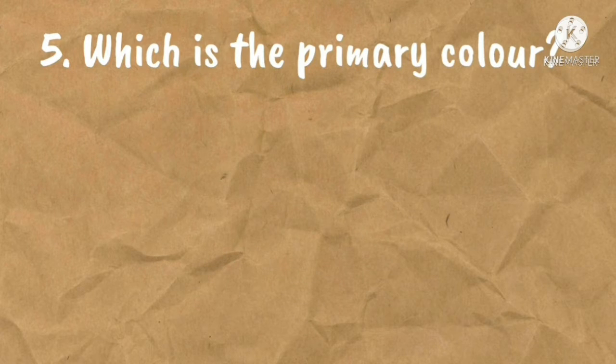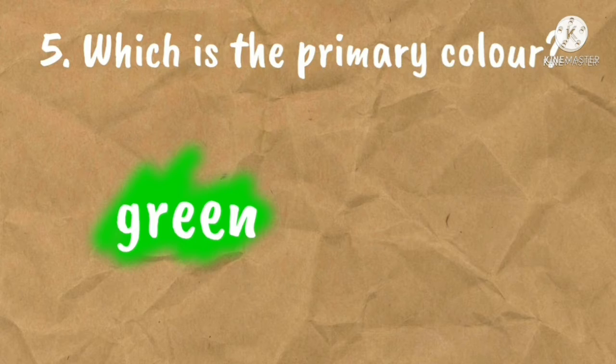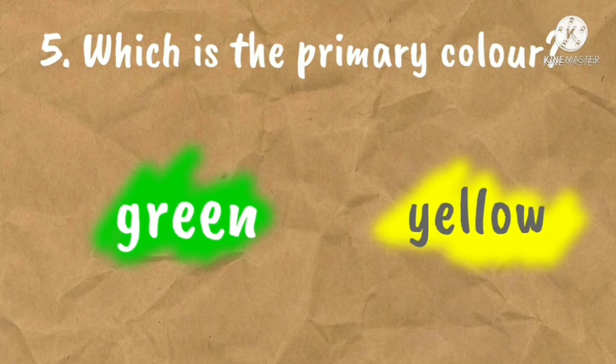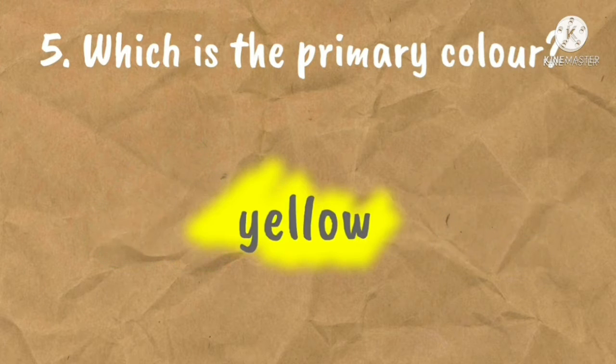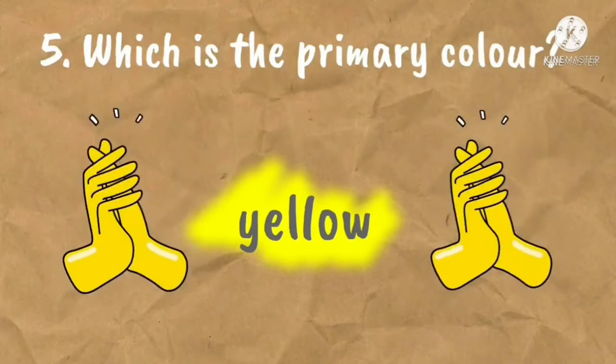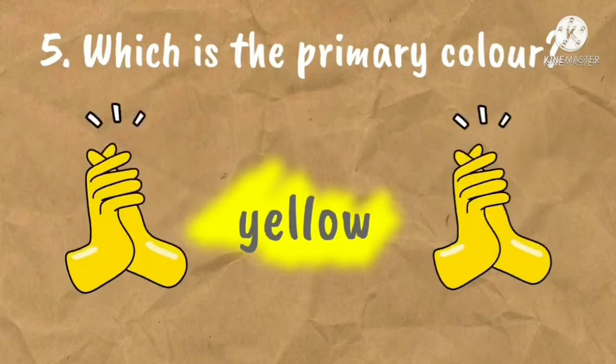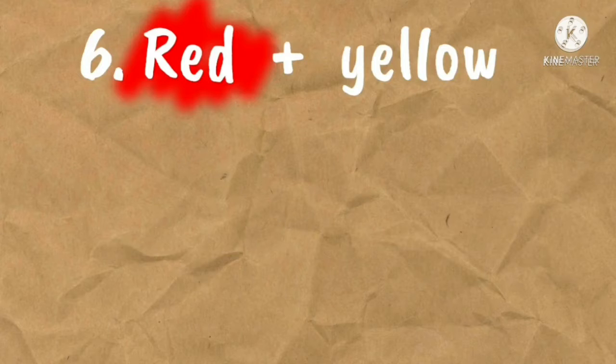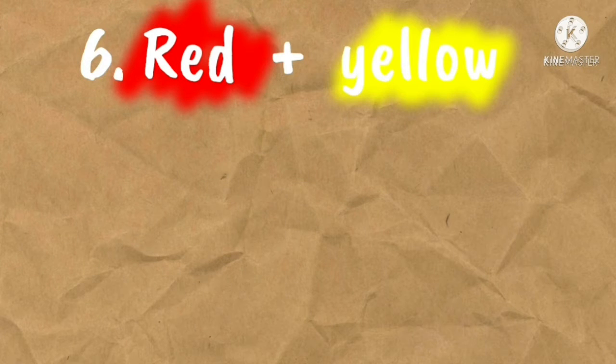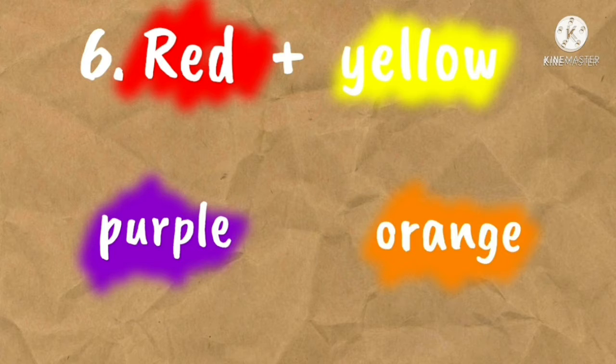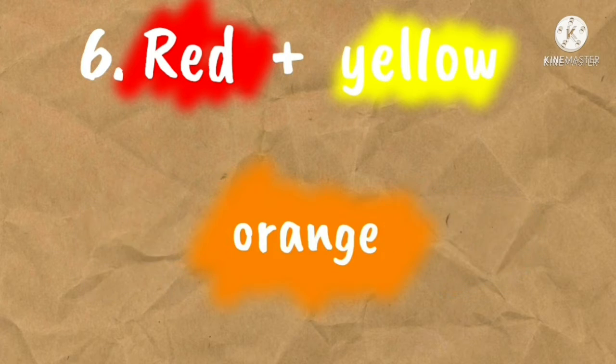Which is the primary color? Green or yellow? Yes, correct, yellow. Red plus yellow becomes purple or orange? Orange. Well done, you are right.